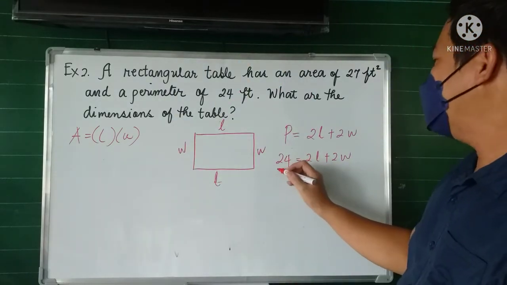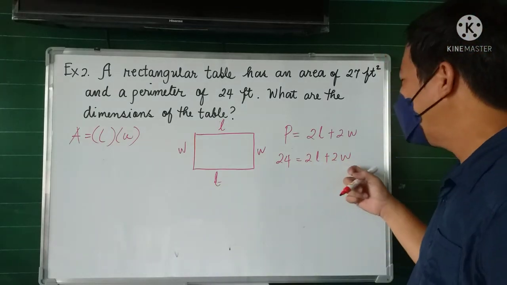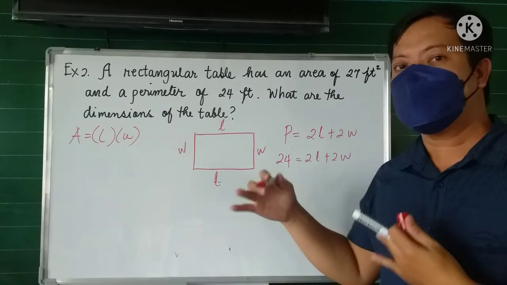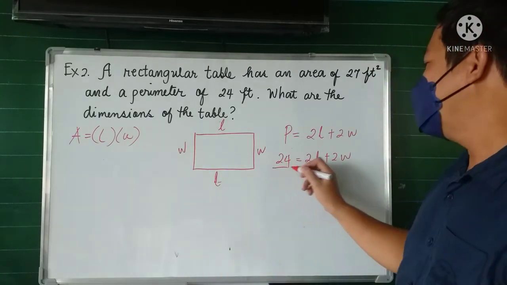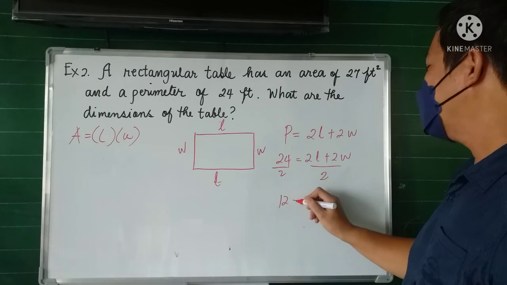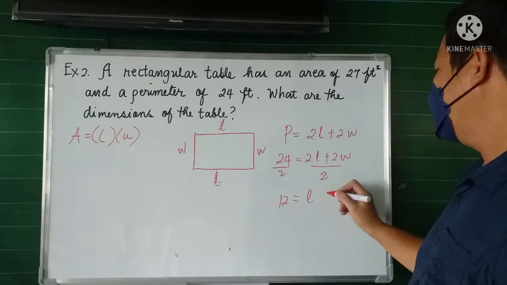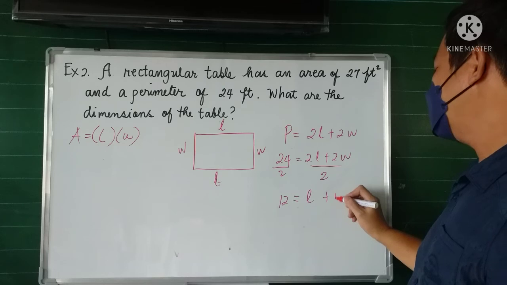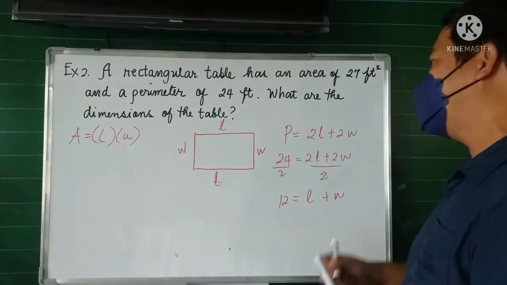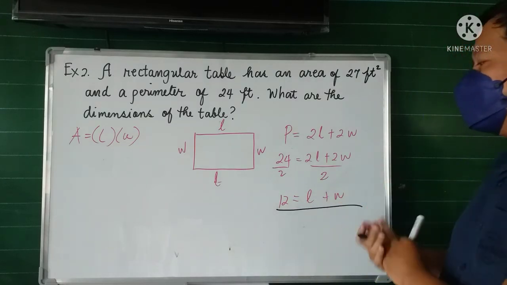Tignan nyo mabuti, divisible sila lahat sa 2. Kasi kailangan lumabas yung length and width natin eh. Meron siyang coefficient na 2. So, the only thing to do is to divide both sides of equation by 2. So, divide it by 2, and this will be 12 is equal to 2L divided by 2 is L, and 2W divided by 2 is W. So, now we have the simplified form of this equation. We have 12 is equal to L plus W.